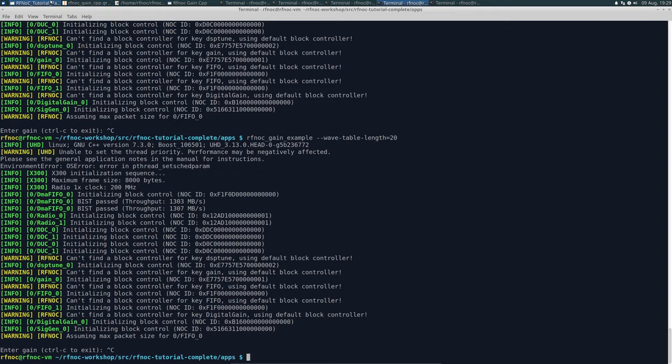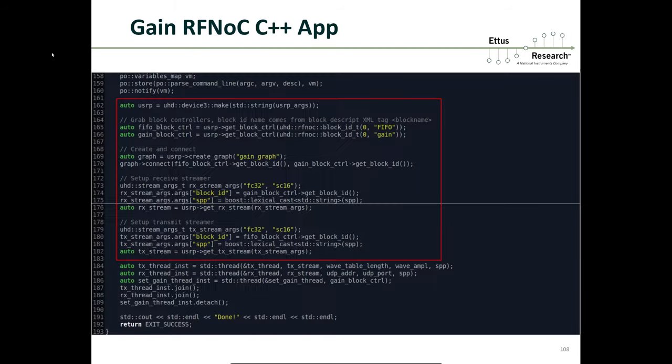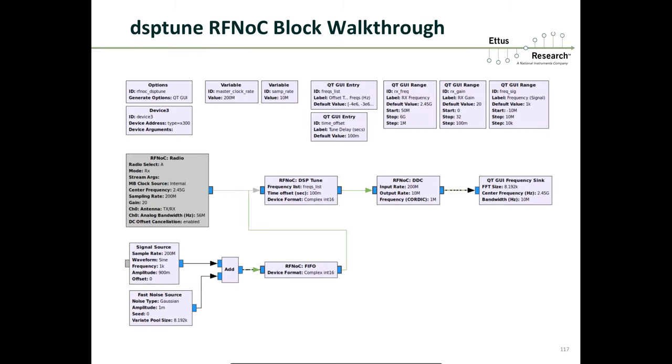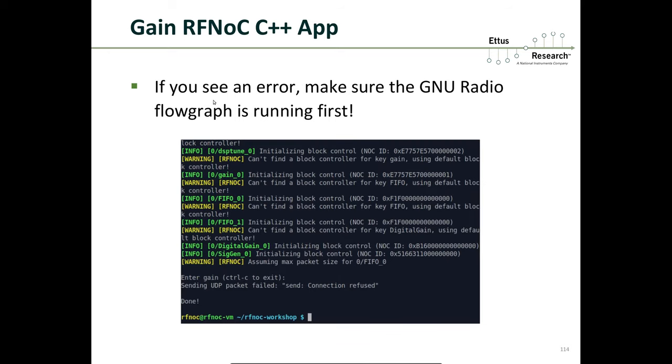One thing I'd like to bring up, if you're running this example for yourself, we need to go down to that slide real fast: if you see an error, make sure you're running the GNU Radio flow graph first. You might see this error, if you run the application first, sending UDP packet failed, because there is nothing for it to communicate with. There's no socket server running over in GNU Radio.